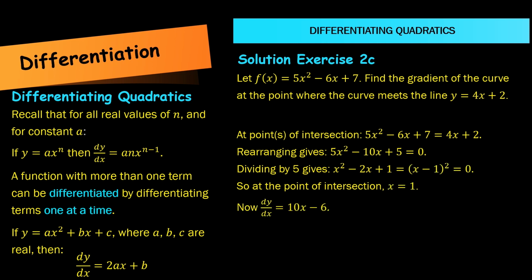Now we know that dy dx equals 10x minus 6. And therefore the gradient at this point, when x equals 1, is equal to 10x minus 6, which equals 10 times 1 minus 6, which of course equals 4.